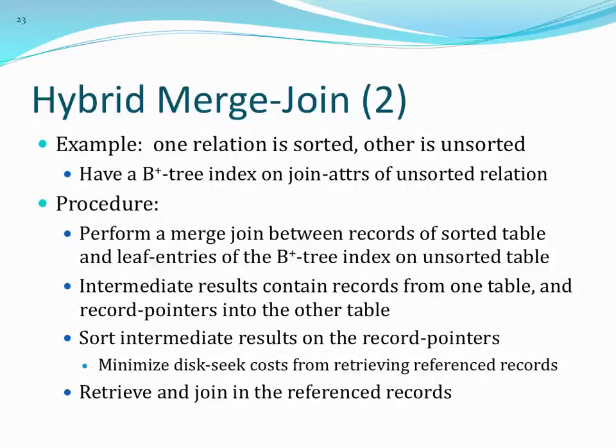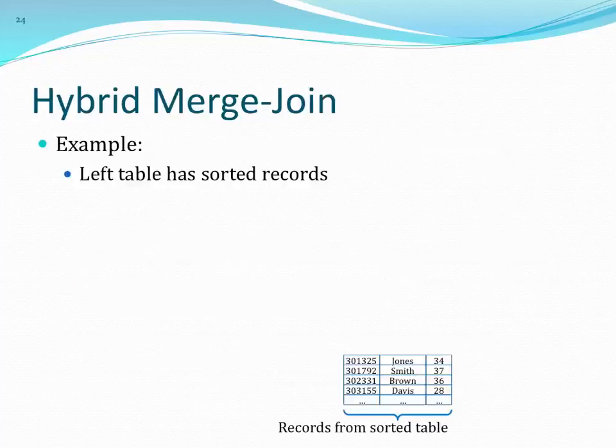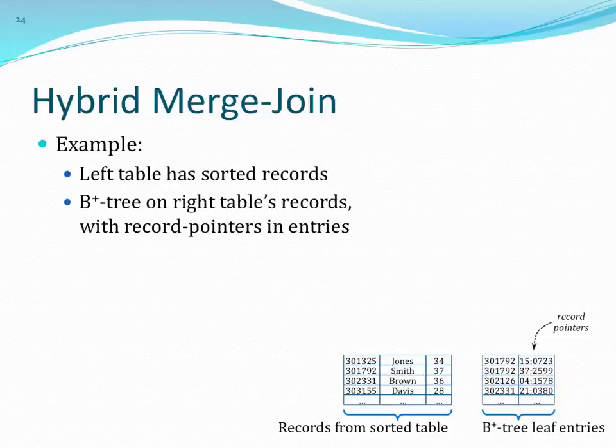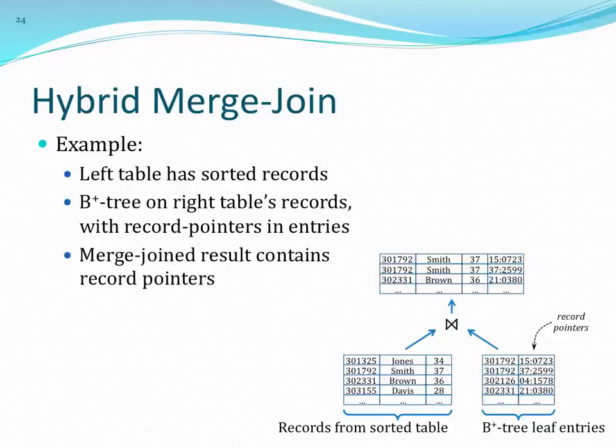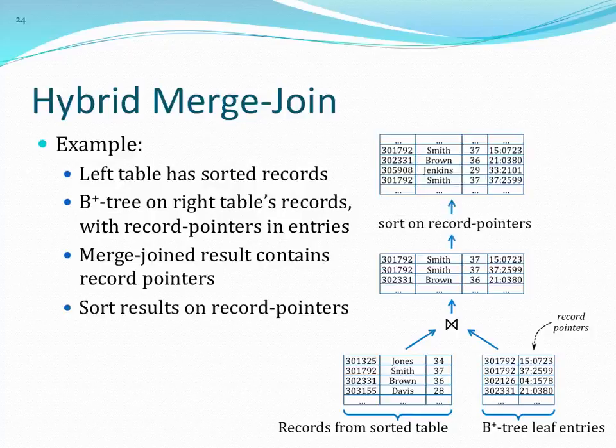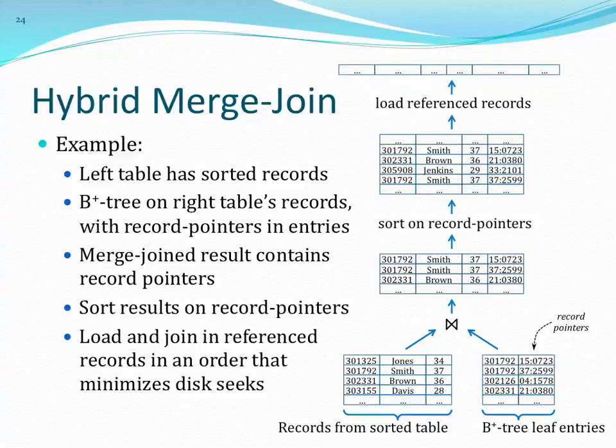Does that make sense? I think I have pictures of this. So the left table has sorted records. It is sorted on employee ID, it looks like. The right table is not sorted, but it has an index. We merge join those things. So you can see we have the left table's rows, but then we have the pointer to the right table's rows that would go with those. We sort them on record pointers so that they're actually in order. And then we go ahead and retrieve each record based on the pointer. Okay? Does that make sense? That's the sequence of operations for a hybrid merge join.